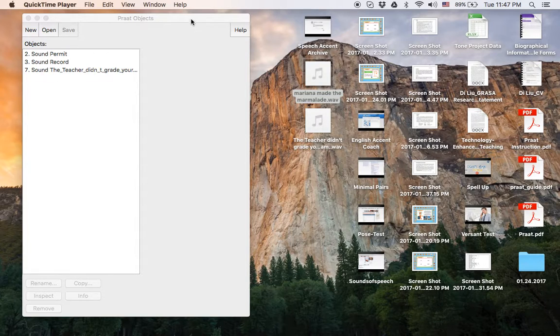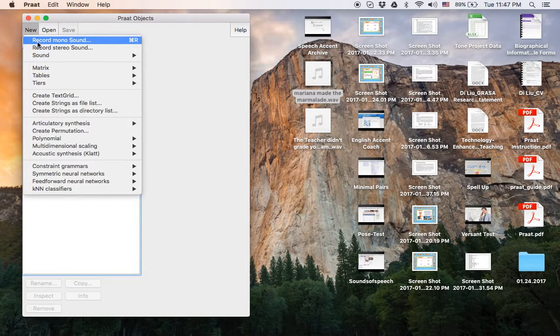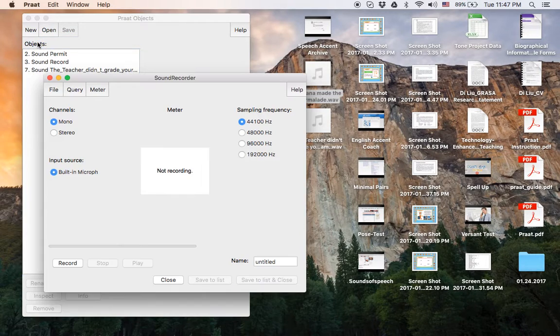Right here we have a Praat object window, and the first thing I want to show you is how to record a sample. So you hit new and record mono sound, and then you give it a name. Say if we want to do record versus record, we can give it a name, and then you just hit record.